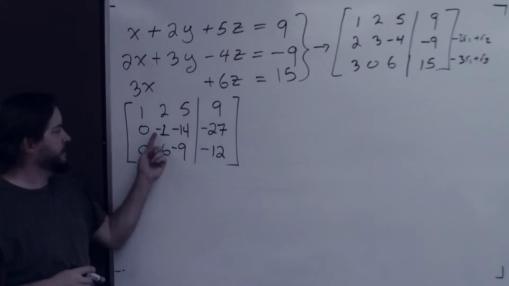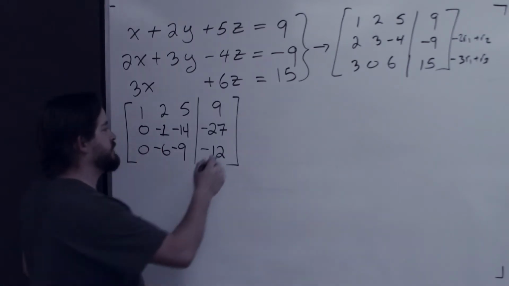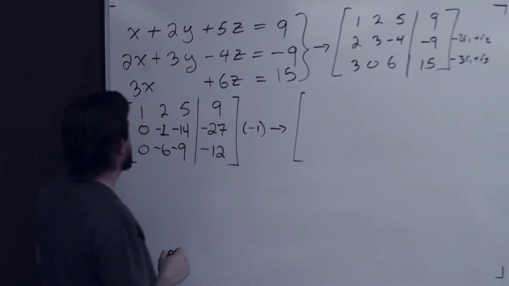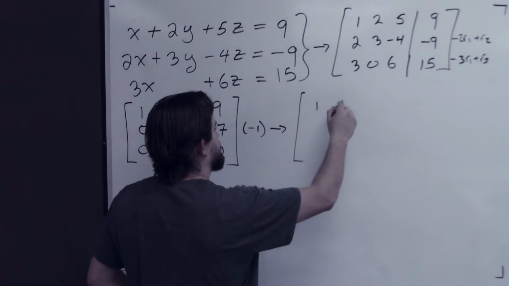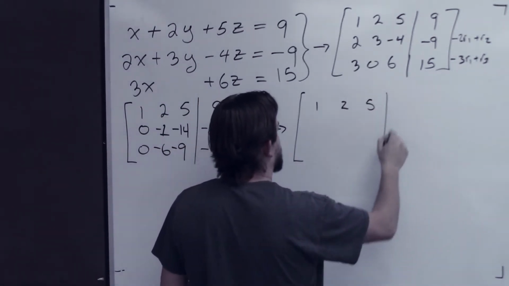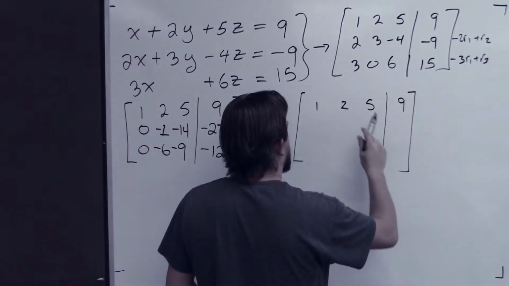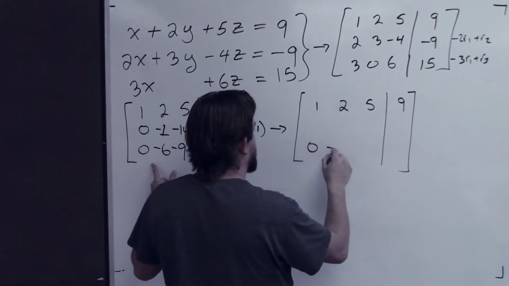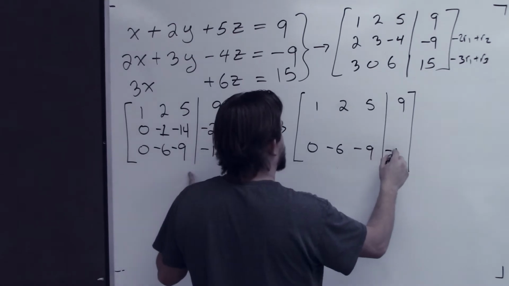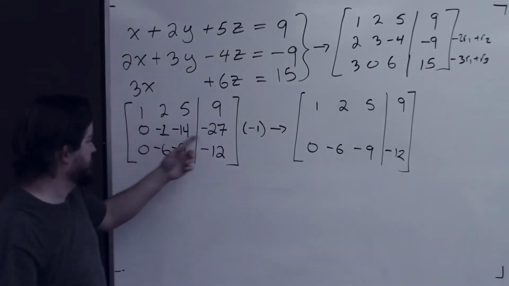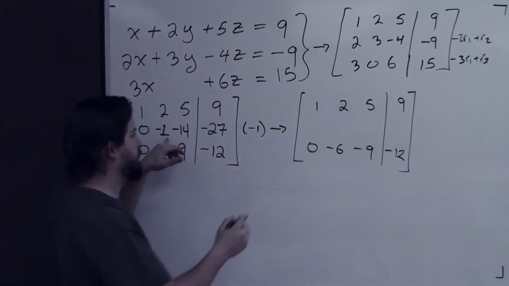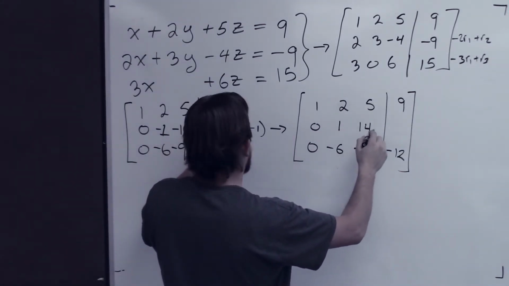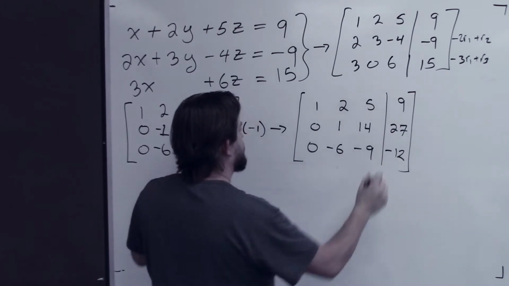The next thing I want is this to be a 1, and that's easy just by multiplying by -1. So I get 1, 2, 5, 9 still in row 1. Row 3 is still 0, -6, -9, -12. And then multiplying the middle by a negative goes 0, +1, +14, and +27.